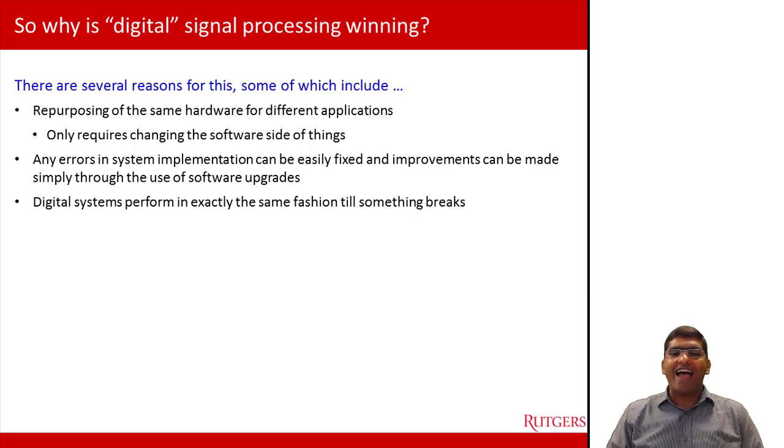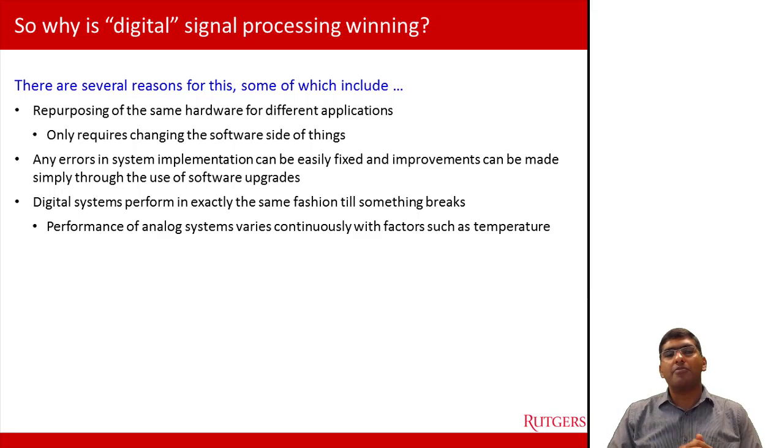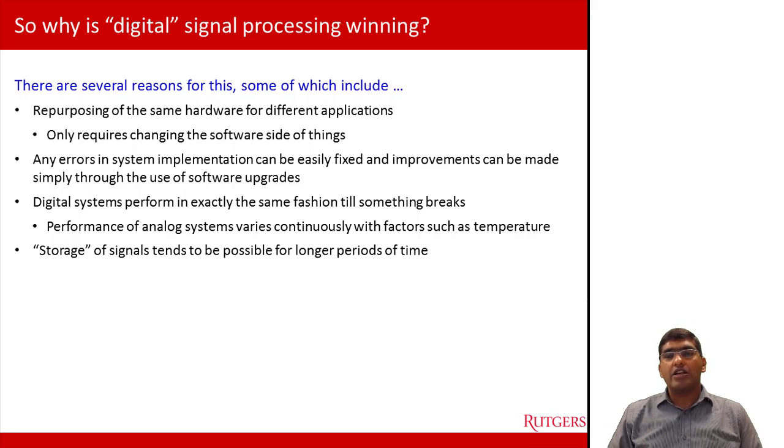Digital systems perform in exactly the same fashion till something breaks. Now, it's not that they don't break, they do break, but till something breaks, their performance stays the same. On the other hand, performance of analog systems varies continuously with factors such as temperature. What they do today, tomorrow will be a little bit different, even if you cannot tell the difference. Now, cheap storage of signals is also possible using digital signal processing for a long period of time. That is not always possible using analog signal processing. The cost could be high.